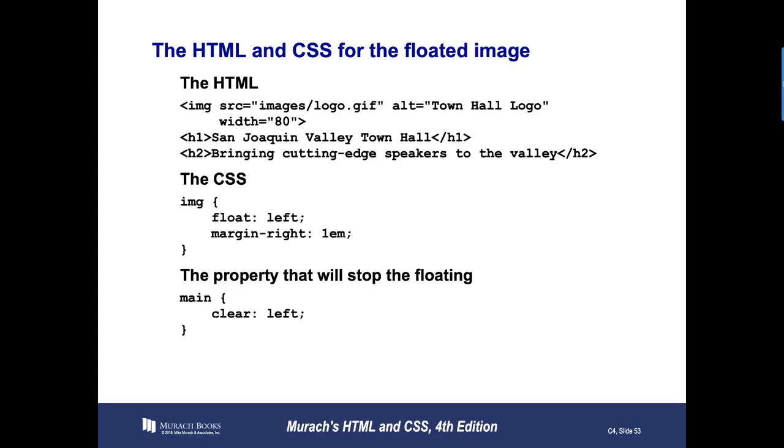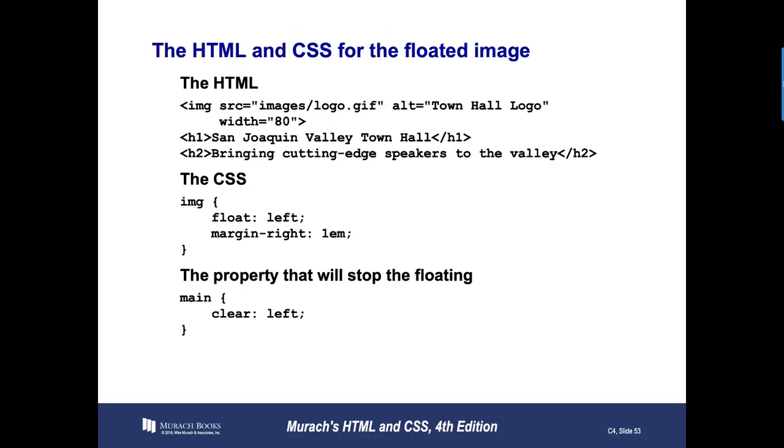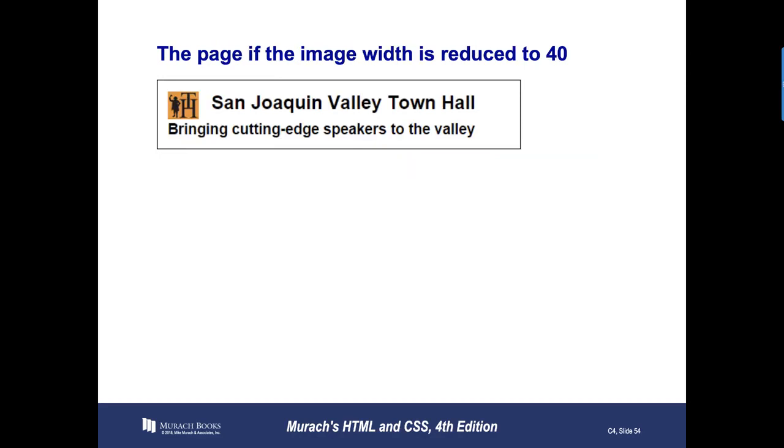So look at the CSS. It's a global selector. It's saying, hey, format any and all images. Float that sucker to the left. Give it some margin on the right of 1em. And the property that will stop the floating is clear left. That will stop the floating from happening.